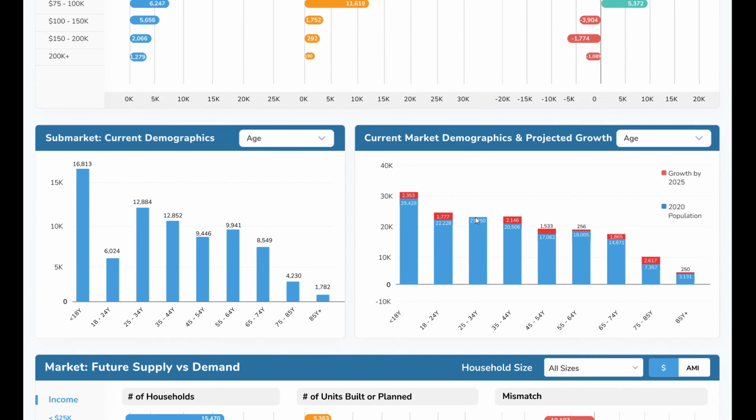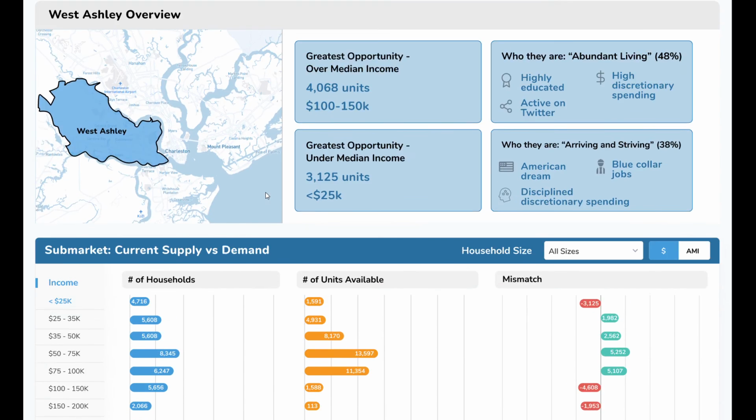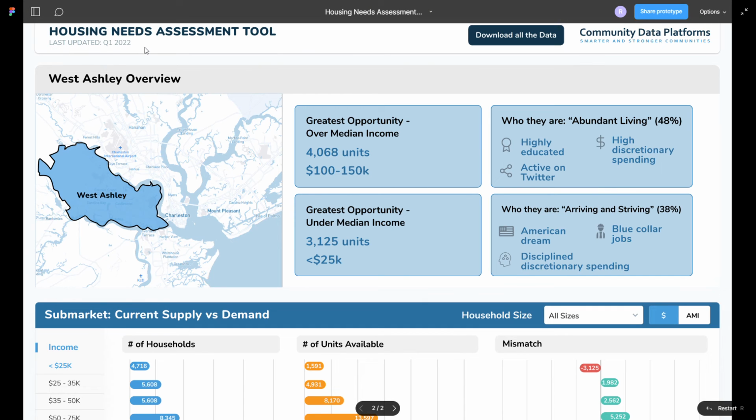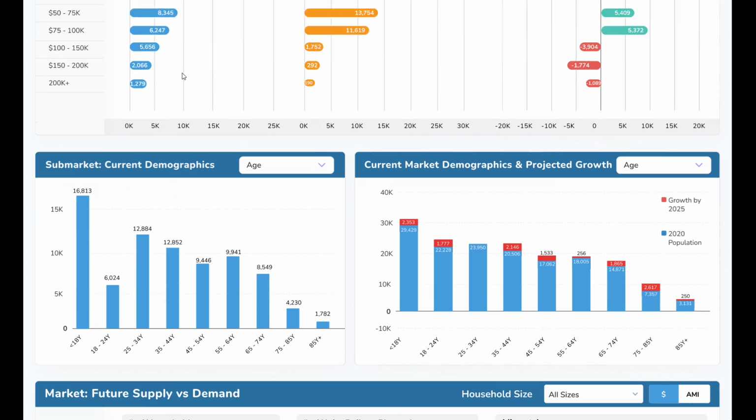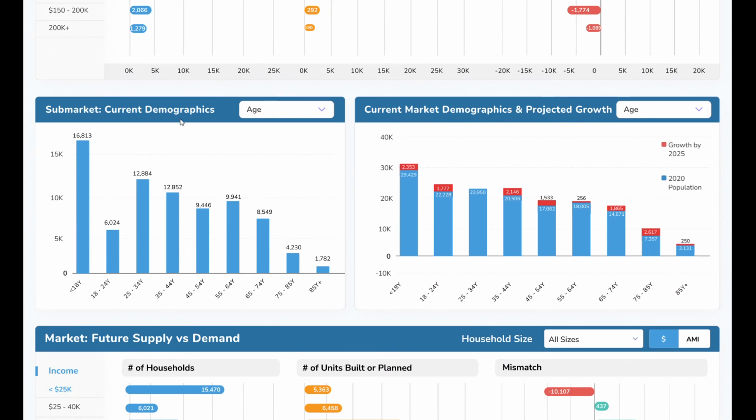Scrolling down again, the submarket demographics can speak to the unit and amenity mix that best fits the consumers of this particular market. Note that as time passes, the projected demographics will actually become the current demographics. It's important to note that the Housing Needs Assessment tool is updated quarterly, as you can see here, so that real estate professionals can see how the market dynamic is changing, especially as it relates to people or demographics.